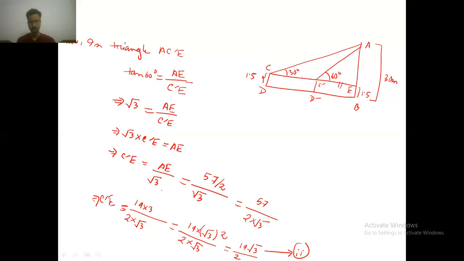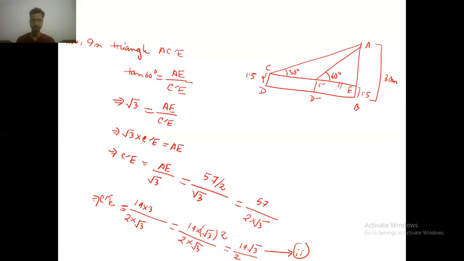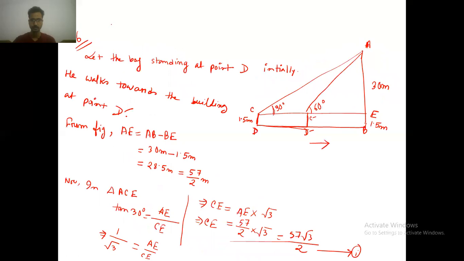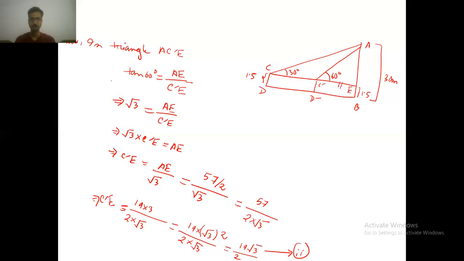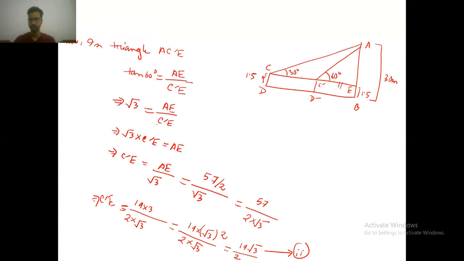Now when you subtract 1 minus 2, you will get what? 1 is your CE, so it will be your CE. Then your C dash C. So just put the value here. What is the value of C? C is your 57 root 3 by 2.